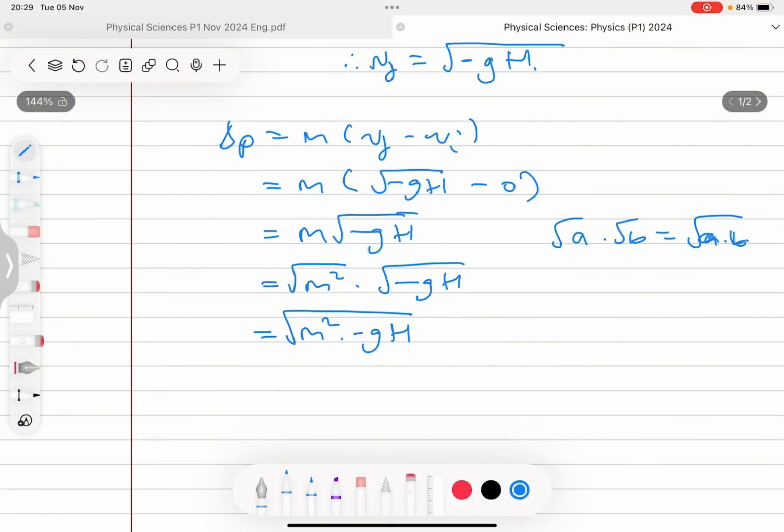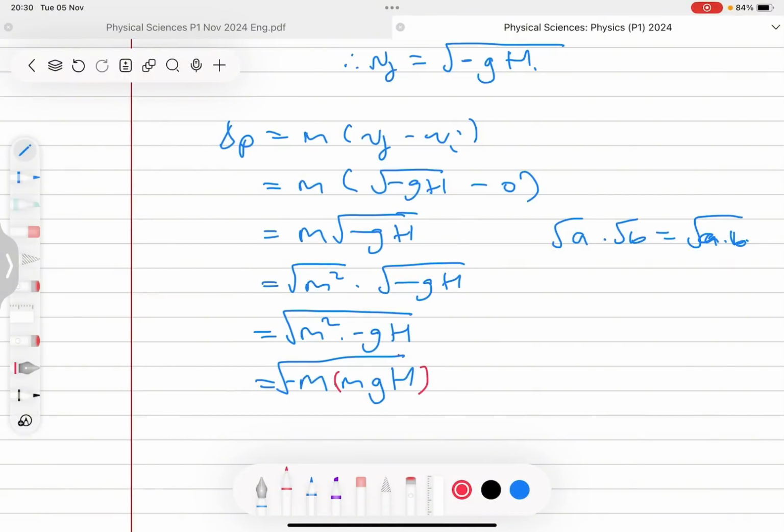Now it's important to see that I can manipulate this so that I have the gravitational potential energy. I can write this as negative m. I'm taking the negative here and putting it in the front, right? And then I'm multiplying here by m, because m times m is m squared. So that I have mgh, right? And I still have the square root.